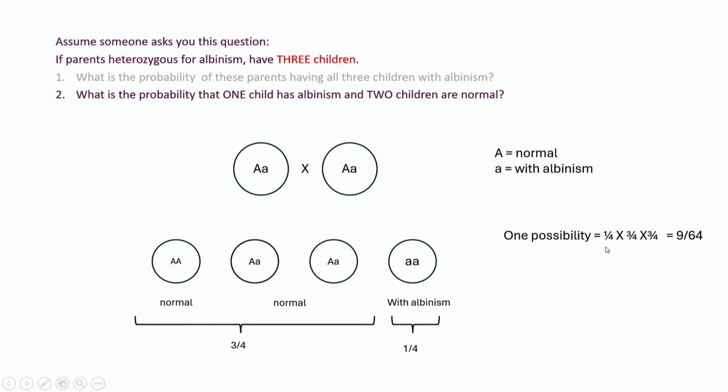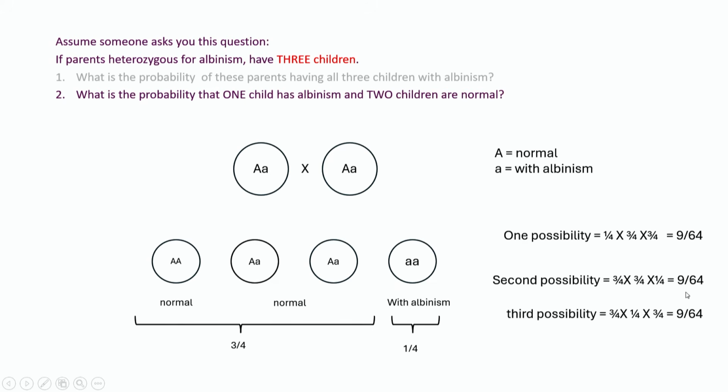Let's look at the first possibility. The first child is having albinism. What is the probability of getting albinism? 1/4. And being normal for the rest of the 2 children, 3/4, 3/4. In the same way, it is possible that the first 2 children are normal, so 3/4 into 3/4, and the third child is having albinism. So 9/64. And there's another possibility that the first child is normal, the second one is having albinism, and the third child is again normal.